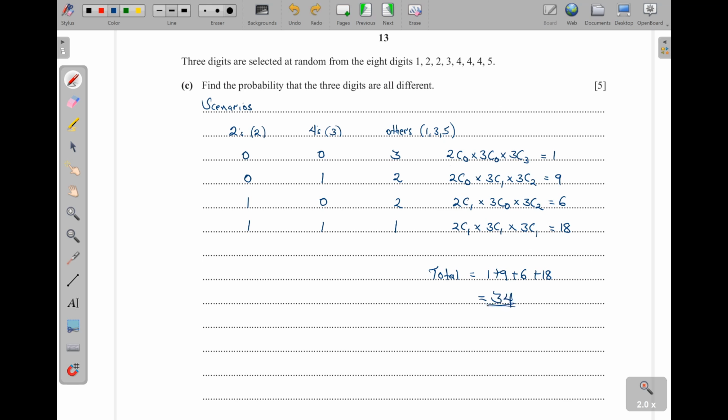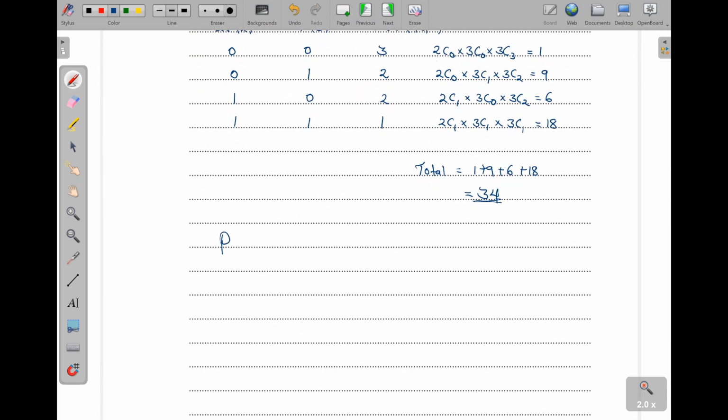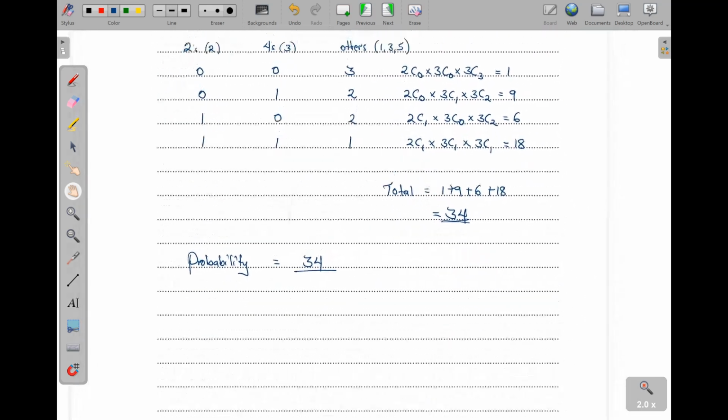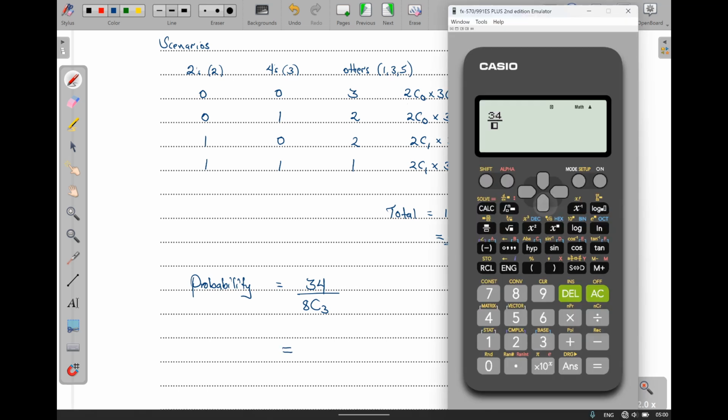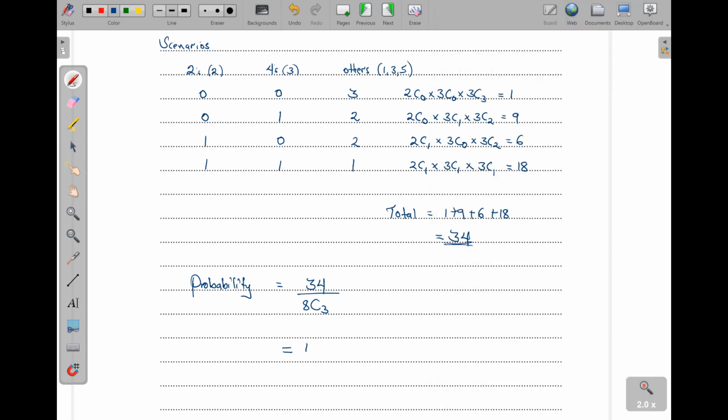Then they are asking for probability. So the probability is going to be these possible outcomes, then we divide by the sample space. So this one is going to be 34 out of what is the sample space? We are picking 3 digits out of the 8. So without any restriction, that will be 8 combination 3. And then when we put this in the calculator, what do we get? 34 out of 8 combination 3. So altogether we get 17 out of 28. 17 out of 28.